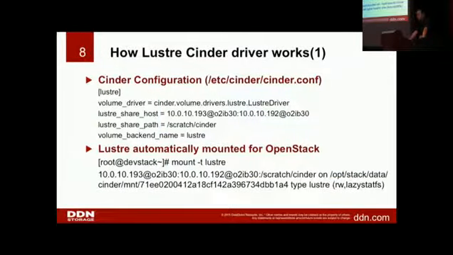We already have the prototype, and we are pushing the Cinder driver patch to the OpenStack community. Right now the feature set is very limited, because the first priority is merging the patch into upstream OpenStack. The configuration itself is very simple. You just specify the host name, the MGS, and the mount point of the Lustre file system on the client. Then you specify the file system name of Lustre on the backend.